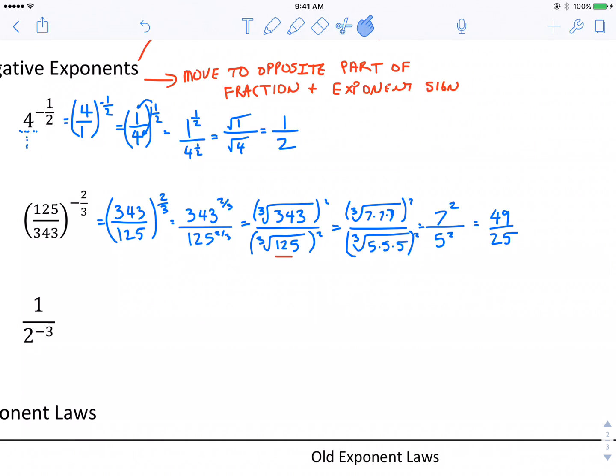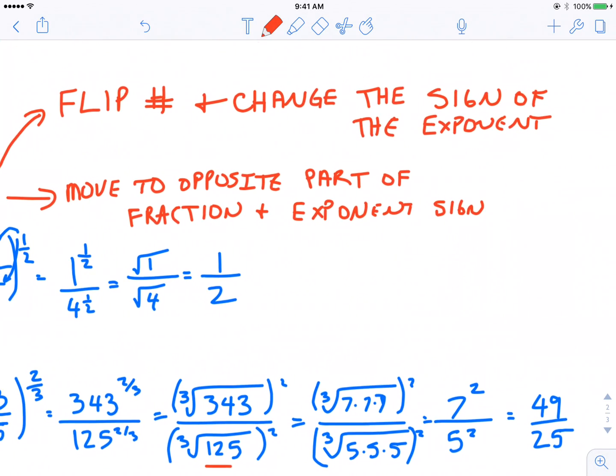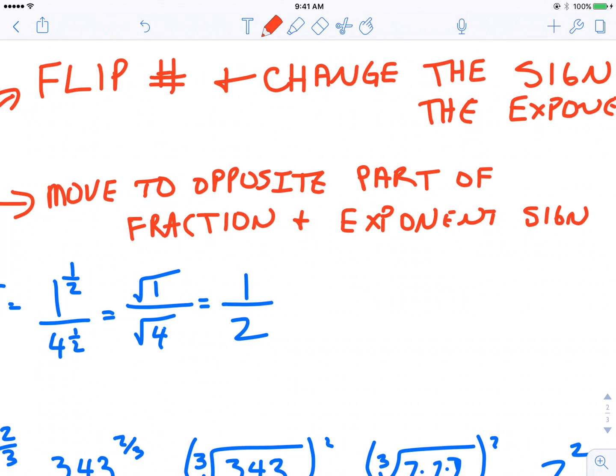Now, remember this rule here. Move to the opposite part of the fraction and change the exponent sign. Okay? So down here in our next example, actually, I think I missed a word or two there. Move to the opposite part of the fraction and change the exponent sign. And the exponent sign changes. Let's do that.